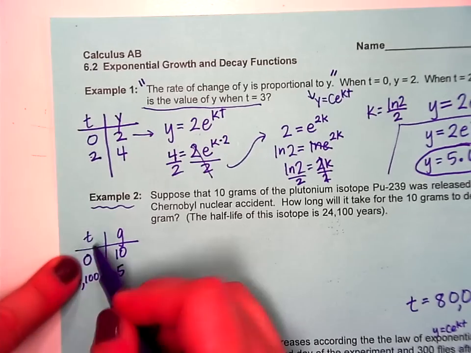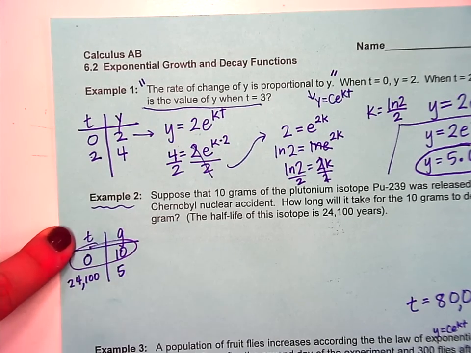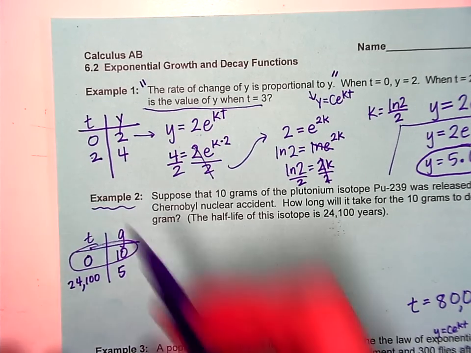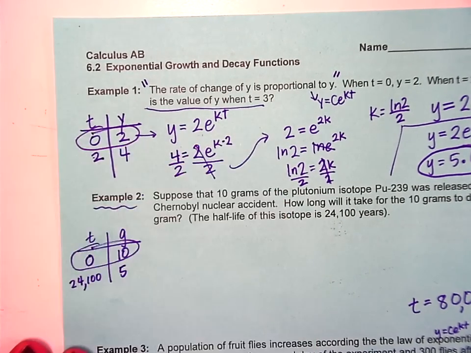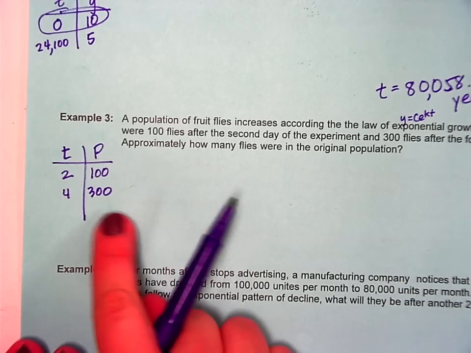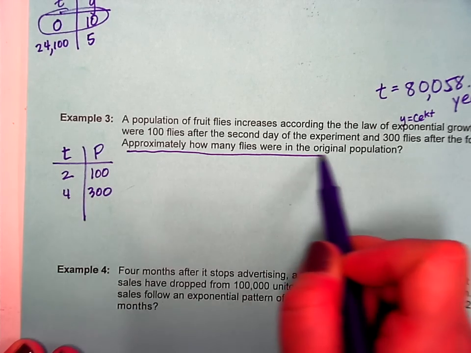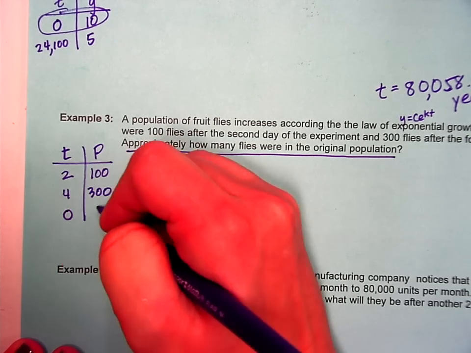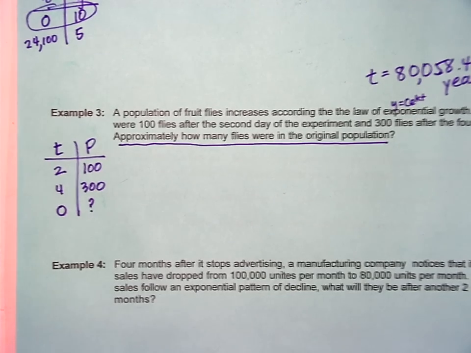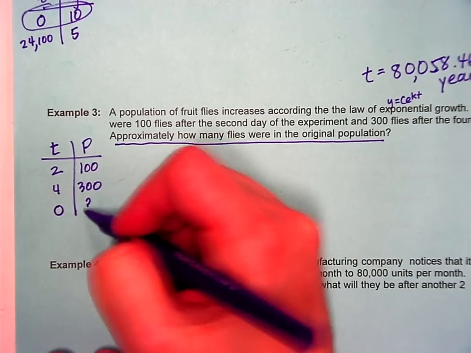Up here, I had an initial condition because I knew at time 0 what my value was. In example 1, I knew at time 0 what my value was. In example 3, I have no time 0. That's actually what I'm solving for here. So this is going to be the variable that I'm searching for, the answer that I'm searching for.